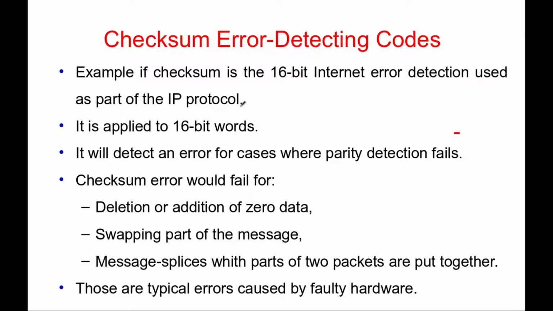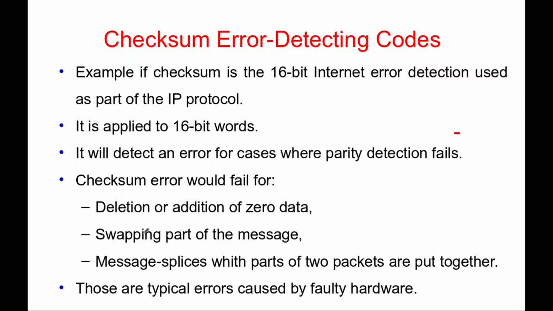Now one example of checksum is the checksum calculated in the internet error detection as part of the IP protocol. Basically it is done with 16-bit words. It will also detect errors that pass undetected with the parity methods. Now the checksum would fail for the cases where first there is some deletion or addition of 0 data. Means there are some additions or there may be some deletion of data, but the value is 0.